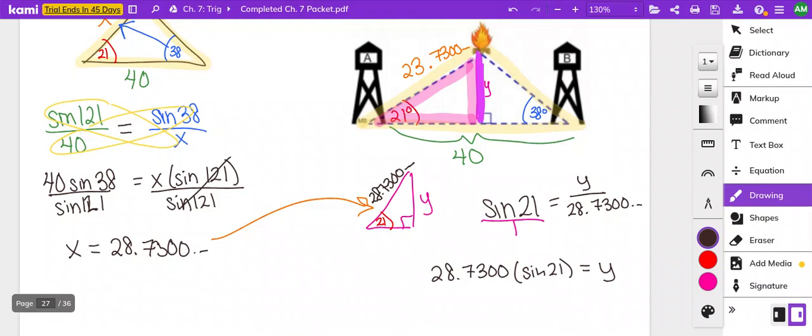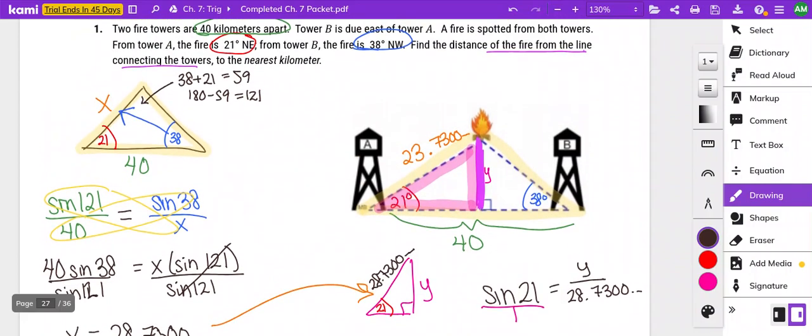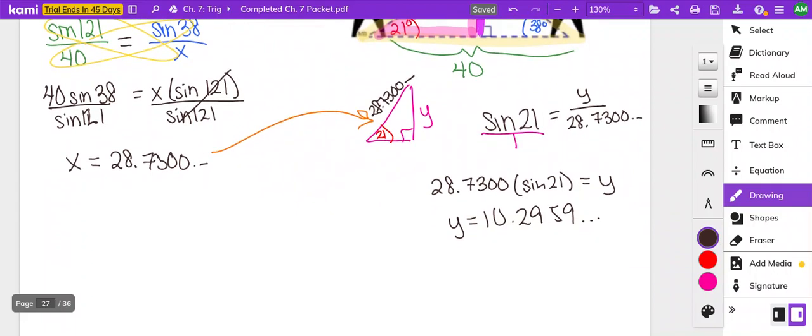And again, in my calculator, I'm not going to rewrite that decimal. I'm just going to continue to scroll up and then highlight it. So I get 10.2959. And that's my final answer. Now that I have my final answer, I'm going to round to the nearest kilometer, and to the nearest kilometer, that's about 10 kilometers.